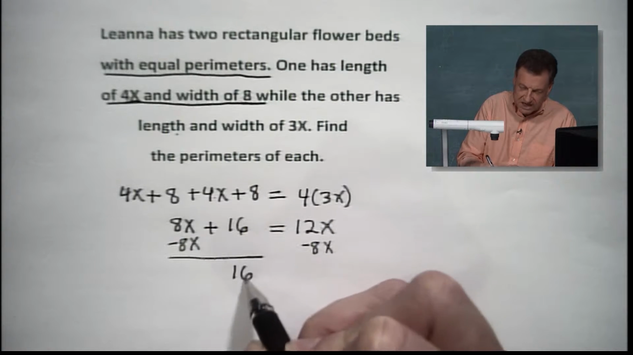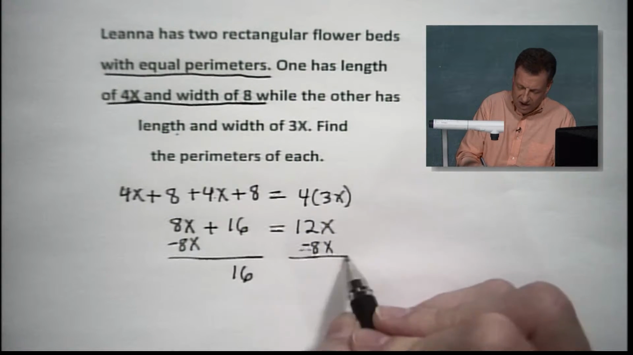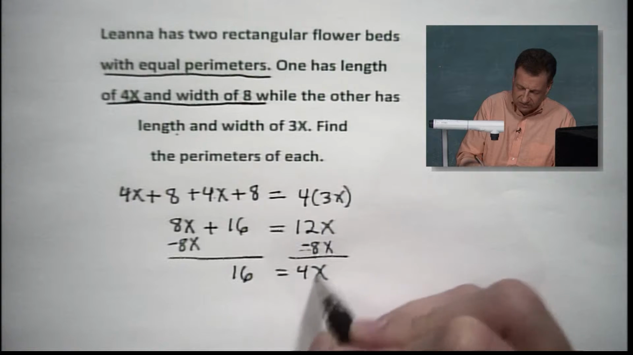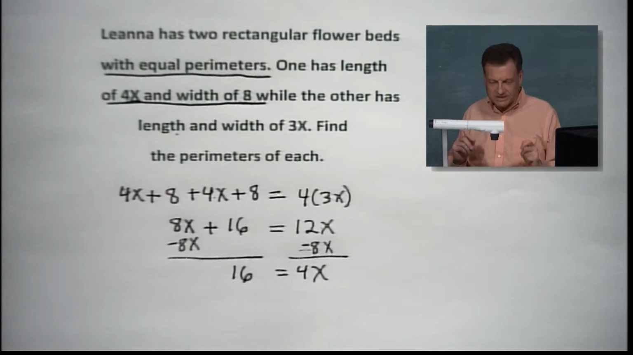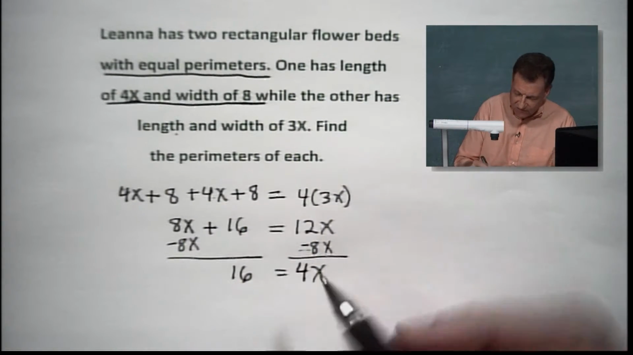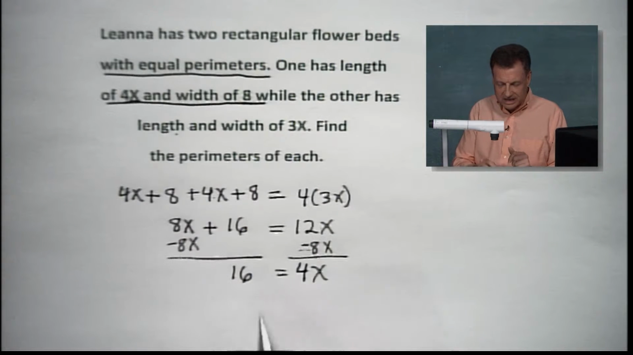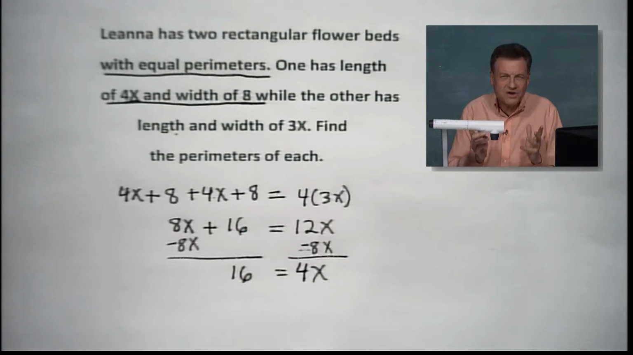Well, it gives me a 16 on the left, and on the right-hand side, I'm seeing 4x. Everybody with me? This is going to be a pretty easy problem now, isn't it? We're going to say 4 times some number gives us 16. How do we figure that out?